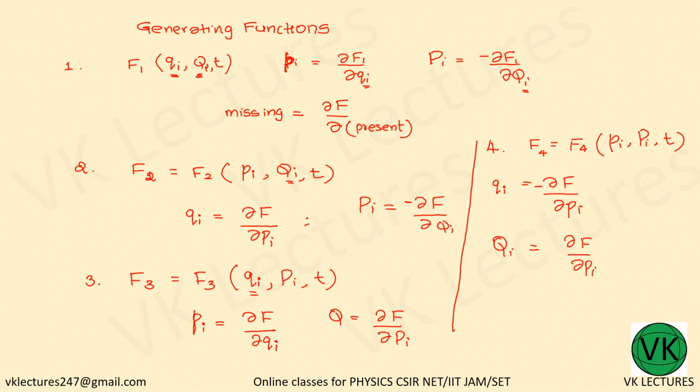Now here on the second case, qi, pi, this is a negative quantity. Now please remember this, all small qi and capital Pi are negative.